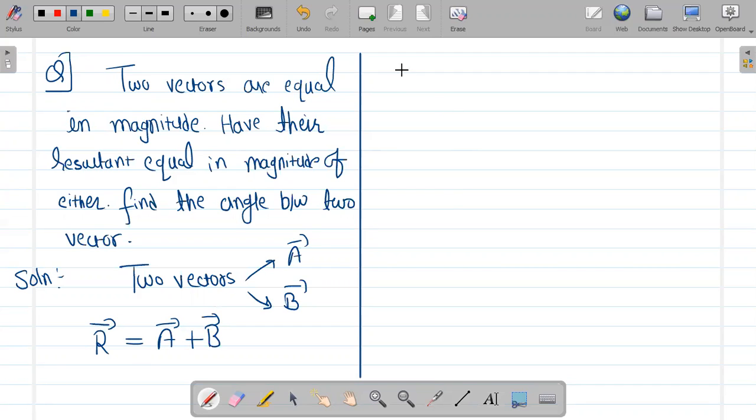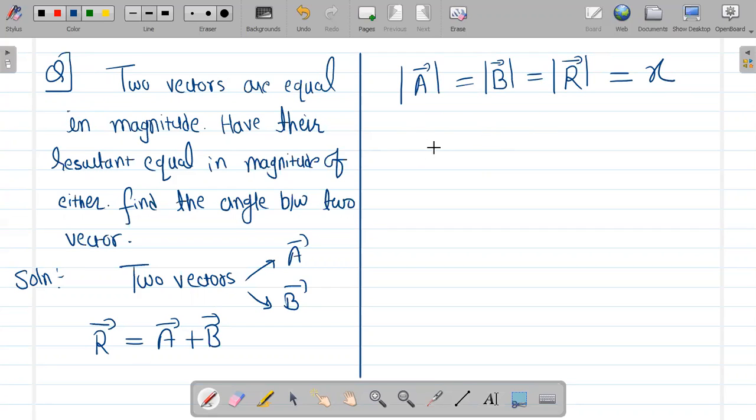Now it is given in the question that the magnitude of the two vectors are equal. That means the magnitude of A is equal to the magnitude of B, which is equal to the magnitude of the resultant also. So let us say these three are equal to X, because all three are equal. A is equal to B and B is equal to R. It is given in the question itself.